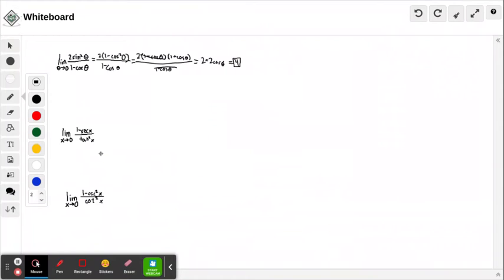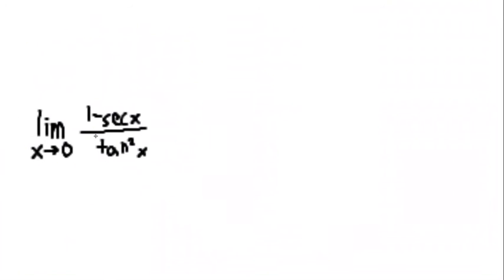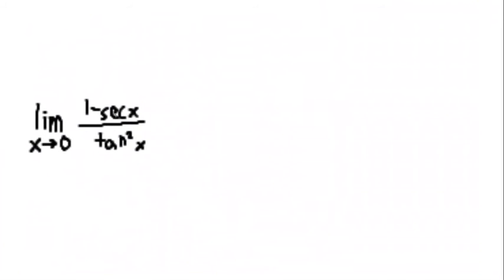The limit of 1 minus secant x all over the tangent squared of x as x approaches 0. Pause and try and solve it for yourself. All right, I'm now going to work it out myself so we can see if we got the same answer. So, again, first thing to do, plug in 0.